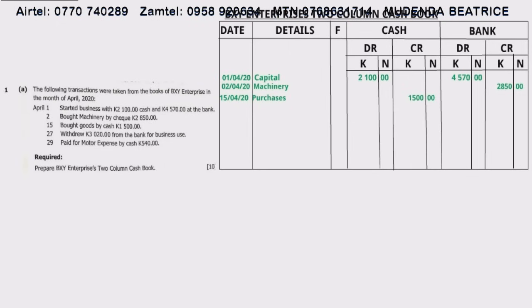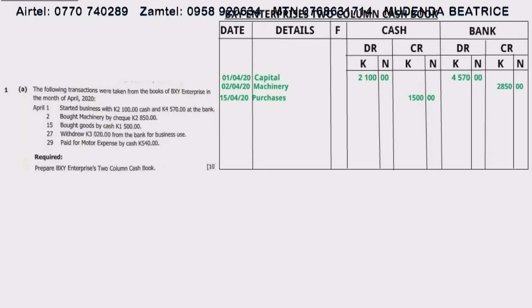Then the next transaction happened on 27th of April 2020. He withdrew 3,020 from the bank for business use. Here we need to be very careful and pay attention. He withdrew the money from the bank. This money was withdrawn not to give to someone, so the cash in hand will increase by the amount he has withdrawn from the bank.